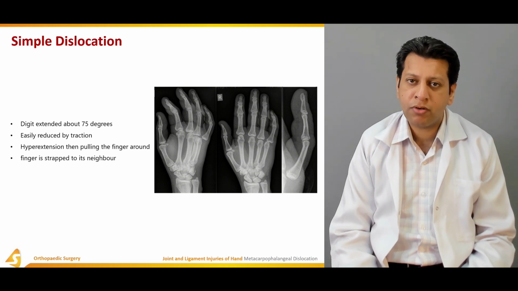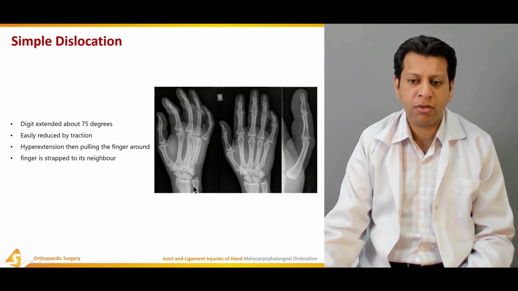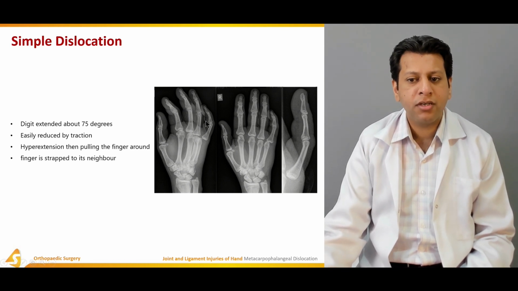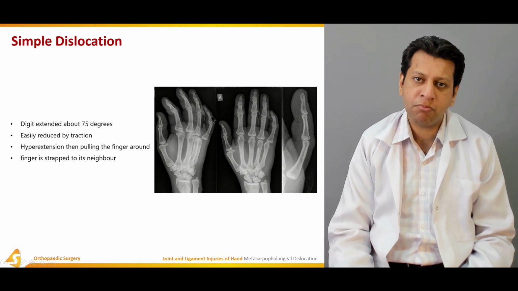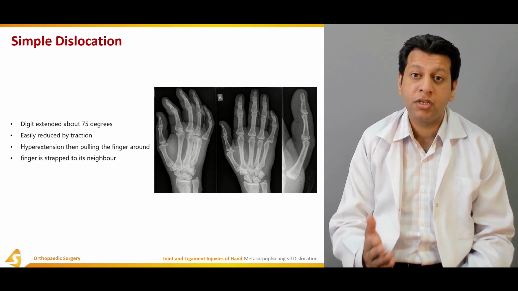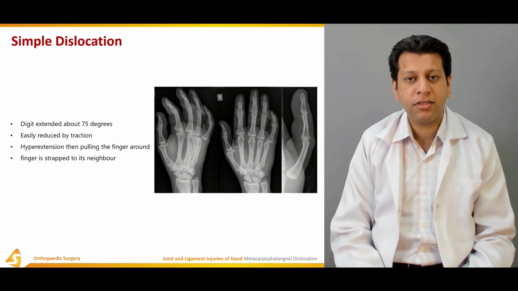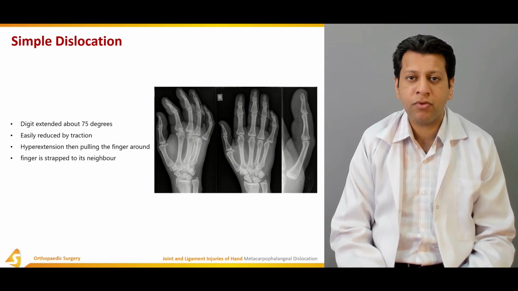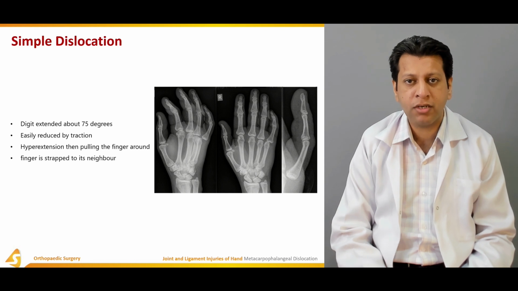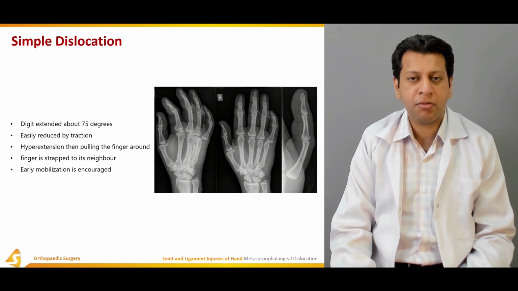Only the carpometacarpal joint is actually normal, so movements can be done over here as well. The proximal interphalangeal and distal interphalangeal joints are normal, so range of motion can be started as early as possible. But the metacarpophalangeal joint, as it has dislocated, is kept without movement. There is no movement for at least 4 to 6 weeks. For the other joints, early mobilization can be encouraged.